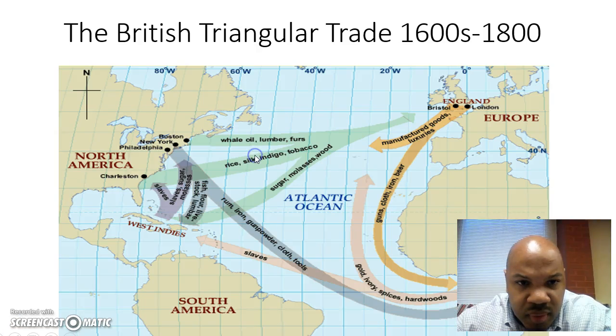Okay. And of course, this right here is the British triangular trade. This is what makes British capitalism. You begin to see the making of sugar, slaves, molasses, tobacco, etc. And it all works in a triangle. So this is how England gains its wealth.